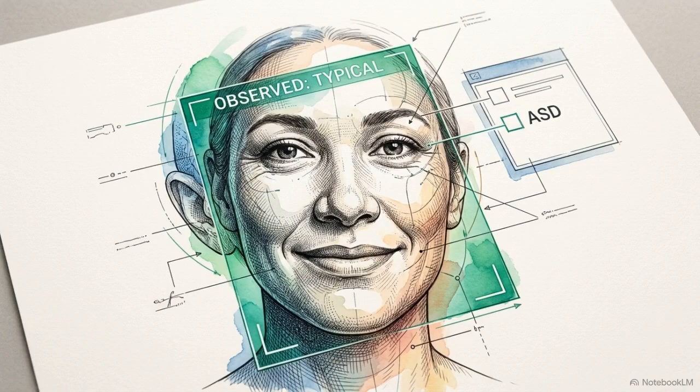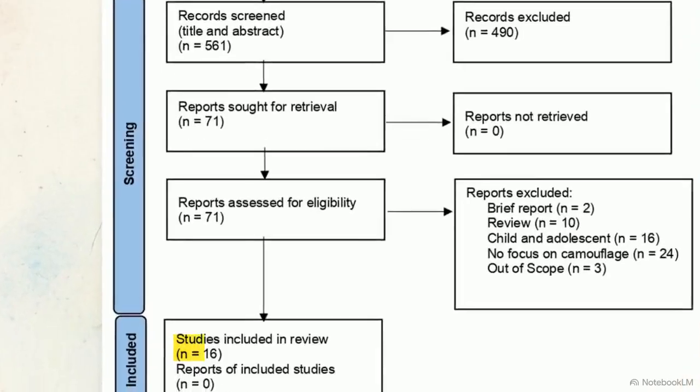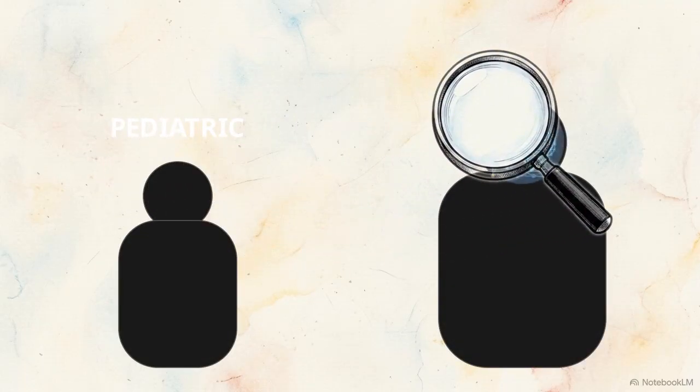If an adult patient successfully mimics these conventional gestures during an evaluation, they are frequently ruled out for an ASD diagnosis. This PRISMA flow diagram from a 2023 systematic review by Alaghband Rad and colleagues shows the 16 specific studies isolated to map the mechanics of adult camouflage. This review shifts the focus away from pediatric observation. Instead, it aggregates data on how adults internalize and manage their traits to navigate neurotypical spaces.